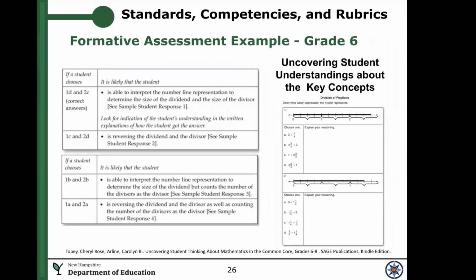And this is an example of this task. So we can see if a student chose 1D and 2C, they were able to interpret the number line representation to get the size of the dividend and the size of the divisor. But if they answered 1C and 2D, then that gives us an idea of where maybe they're misinterpreting things.